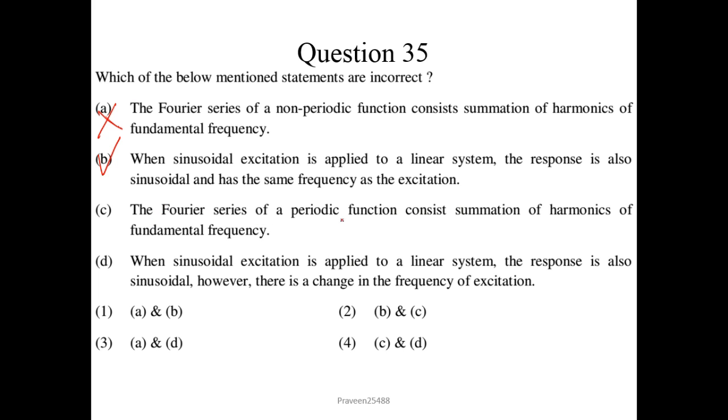The Fourier series of a periodic function consists of summation of harmonics of fundamental frequencies. So this is also correct. When sinusoidal excitation is applied to a linear system, the response is also sinusoidal. However, there is change in the frequency of excitation. This is not correct. So please read the question carefully. It's asking the incorrect statement. So A and D are incorrect. So third one is the correct option.